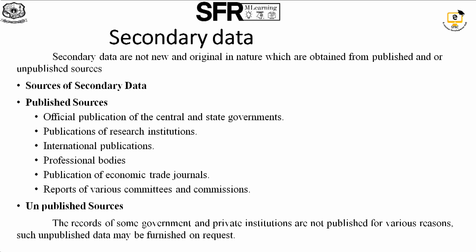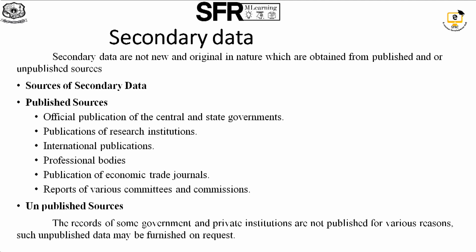The sources of secondary data are published sources and unpublished sources. In published sources, there are the official publications of the central and state governments. From those publications we can collect information. Then the publications of research institutions, international publications, professional bodies, publications of economic and trade journals, and reports of various committees and commissions. Research scholars can give their details to the institutions, so that way we can collect the information. These are the published sources.